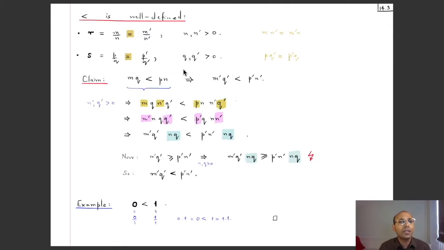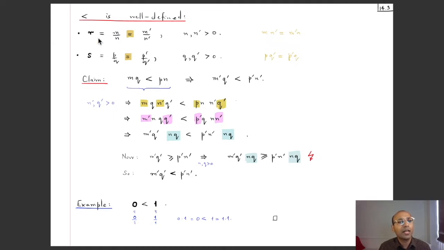So let us show that this order relation is well defined. Suppose that you have two rational numbers R and S, and suppose that R is strictly less than S. So that means that this R, which is an equivalence class, contains an ordered pair m, n where n is positive, and this equivalence class S contains an ordered pair p, q where the q is positive, and we know that mq is strictly less than pn.